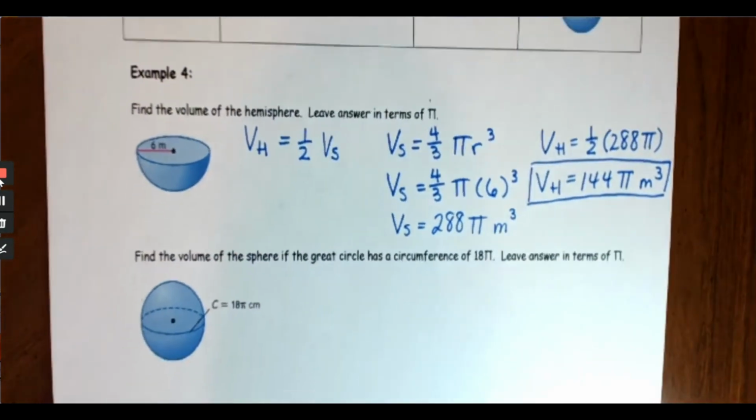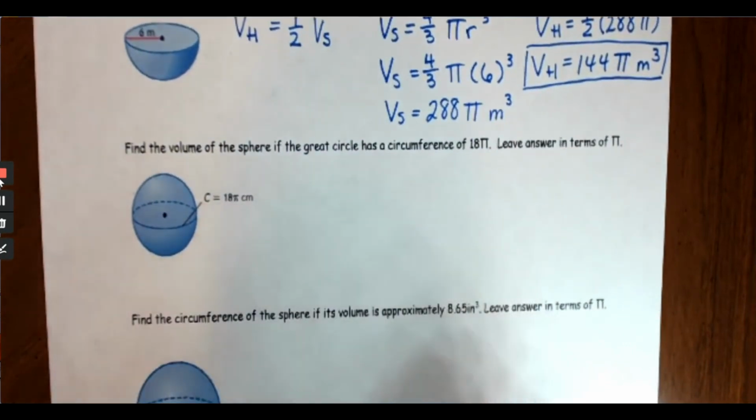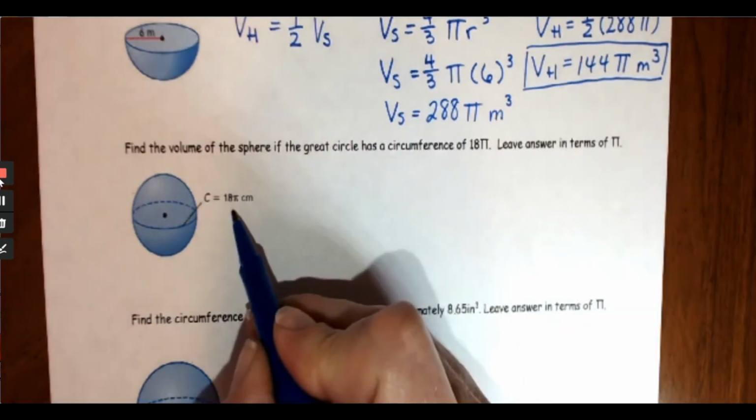Now let's look at the next one. It says, find the volume of a sphere if the great circle has a circumference of 18 pi. Now remember, that great circle is just the circle of our sphere that goes through the center. So whatever we can find for the radius of the great circle will also be the radius of our sphere. So we know that it has a circumference.